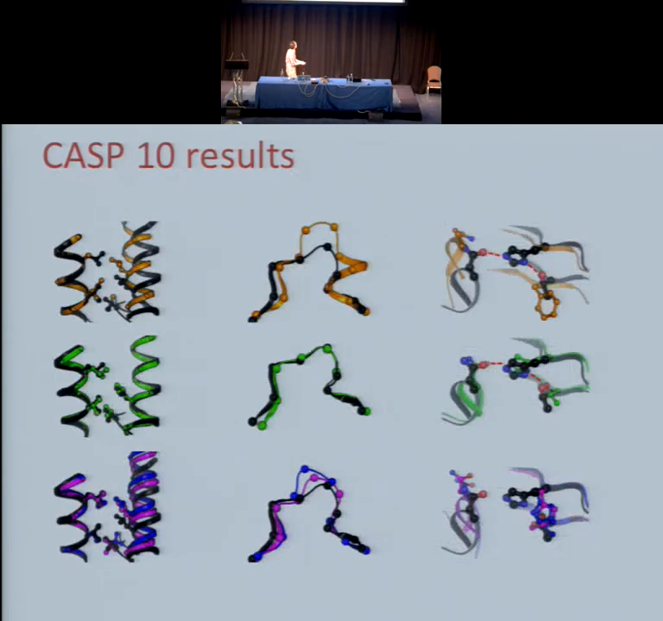And so then here's, I'll just very quickly walk through this. But here's some of the results. So in black is the native structure. The top row is the templates that were used. Excuse me, these are the best templates that were available for each of these three cases. In green, I'm showing the Rosetta model that was built. And in blue and purple, I'm showing two of the other best servers and the models that they built. And so what you can see, and I'll just talk about this one on the left here.